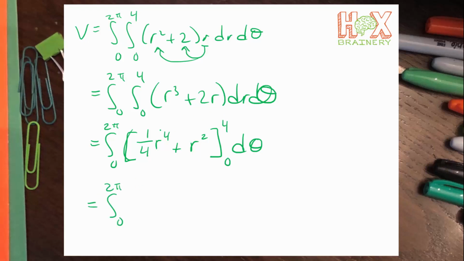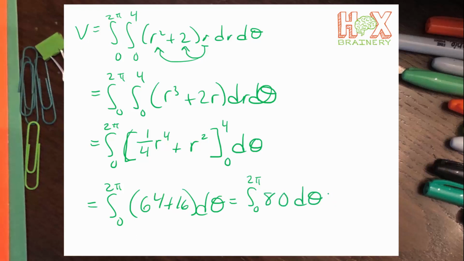Okay, so I'm going to plug in the upper limit 4. So when I plug that in, I'm going to get 64 plus 16. And then minus, plug in the lower limit 0, which is just 0, so I'm not going to worry about that. So it looks like I'm going from 0 to 2 pi. 64 plus 16, so I just got 80 d theta. So I'm integrating with respect to theta, so it's just 80 theta, and we're going from 0 to 2 pi.